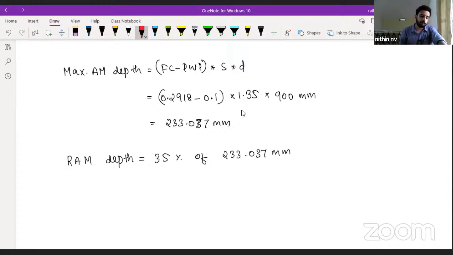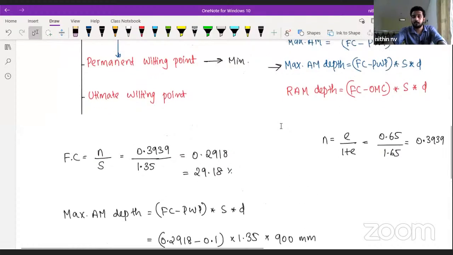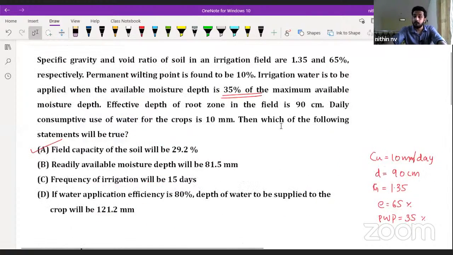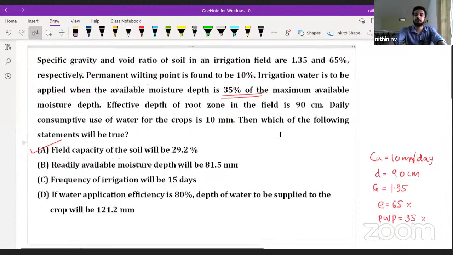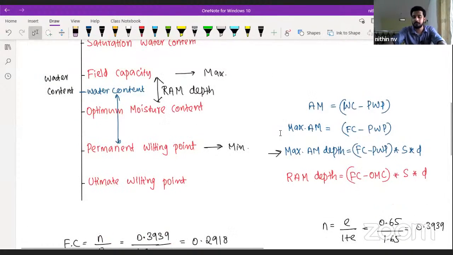Everyone, please comment. Is it correct? Yes, few are answering wrong, few are right. Very good. Now see, go back. What are they giving? Available moisture depth is 35%. What do you mean by available moisture depth?